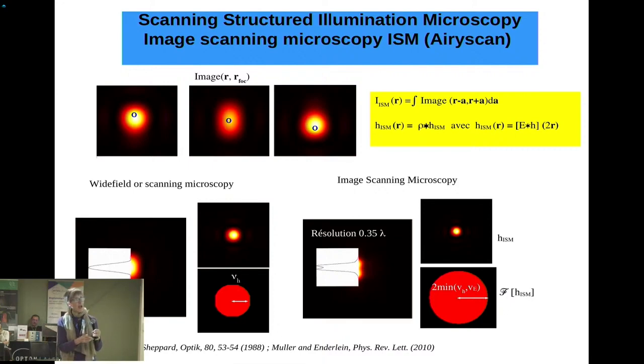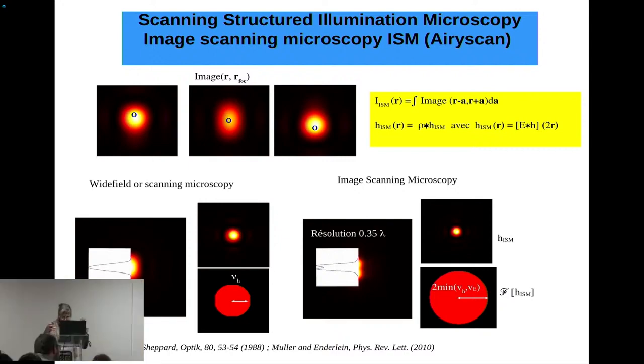That's the result. And what happens is that the Fourier support of this super resolved point spread function is 2 times the minimum between nu H and nu E. So actually, it's not as good as ideal confocal. But in practice, it's better because you have photons. Well, this is the ideal ISM where you really integrate for all A. And then they do something different because actually it's not that good. They have to reduce the size of integration here.